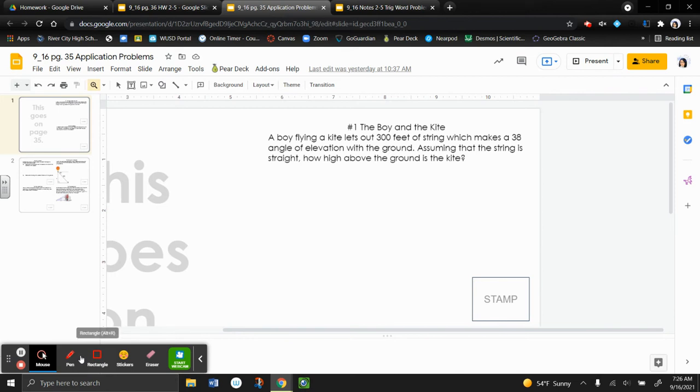All right, number one says, a boy flying a kite lets out 300 feet of string, which makes a 38-degree angle of elevation with the ground. Assuming the string is straight, how high above the ground is the kite? So here's the string, and it's 300 feet. We know that the angle of elevation, from the ground up, is 38 degrees. And we're solving for how high the kite is above the ground, which is this.